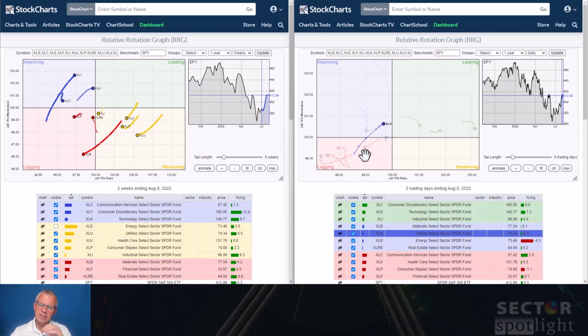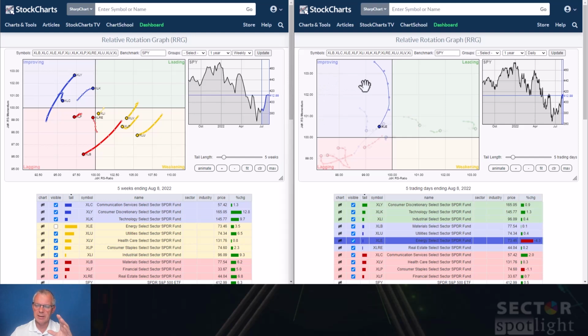Then we have utilities, and utilities are doing the opposite. They're inside improving and they're picking up again. So with utilities being the highest reading on the RS ratio scale, there is plenty of room for this tail on the weekly to curl back up and start moving towards leading without ever hitting the lagging quadrant. And the strong tail on the daily RRG is a sign that we could be seeing such a rotation in the next week, maybe 2 weeks.